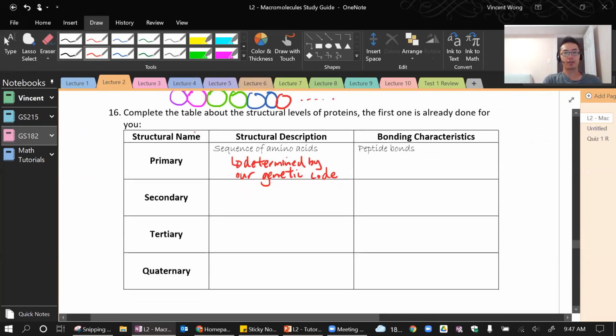Next, we have secondary structure. What is secondary structure? Secondary structure is either the alpha helix. This symbol means alpha.